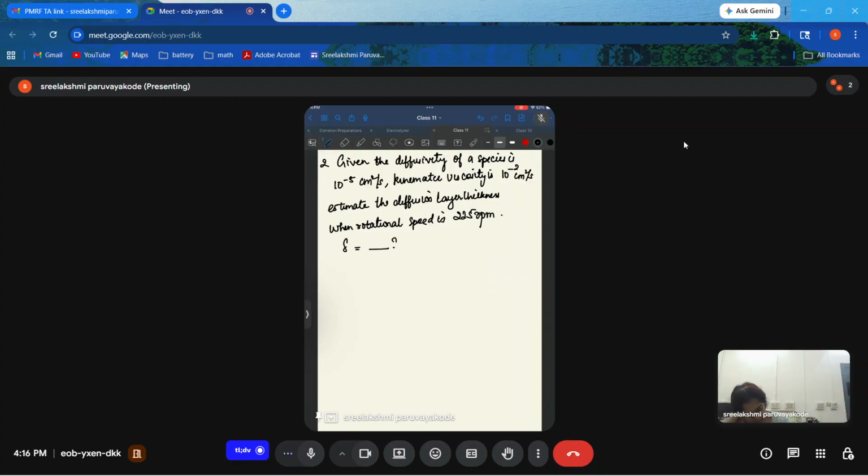In this question, the diffusion coefficient is 10 to the power minus 5 centimeter square per second, which is okay. Gamma is 10 to the power minus 2 centimeter square per second. That's also okay. Omega equal to 225 RPM, which is 225 into 2 pi by 60. So let's calculate what the value is.